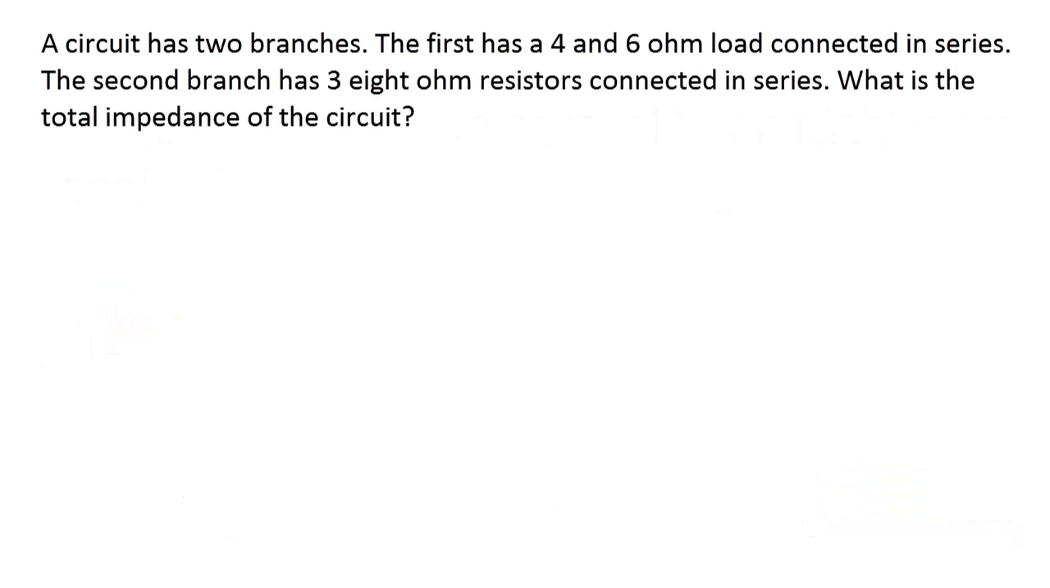Sometimes you are faced with circuits that are not exclusively series or parallel. They are a combination. You can spot these problems easily because they use words such as series and parallel, or they use the word combined. This problem states a circuit has two branches. The first has a 4 and a 6 ohm load connected in series. The second branch has three 8 ohm resistors connected in series. What is the total impedance of the circuit?